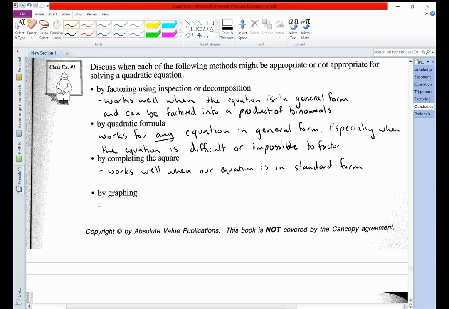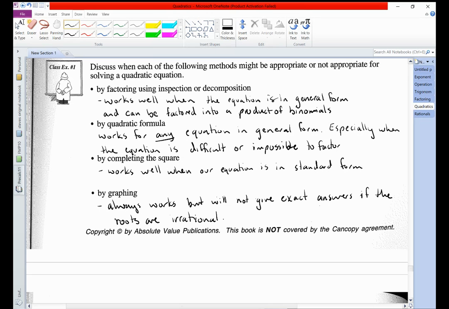And graphing, it always works. However, it always works, but will not give exact answers if the roots are irrational. So a lot of times we're seeing roots that are irrational. We end up with a square root of a non-perfect square, and that is going to create irrational roots. So if you graph it, you're not going to get those exact numbers.